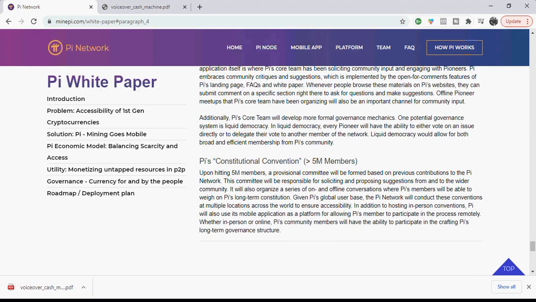Pi's long-term constitution. Given Pi's global user base, the Pi network will conduct these conventions at multiple locations across the world to ensure accessibility. In addition to hosting in-person conventions, Pi will also use its mobile application as a platform for allowing Pi's members to participate in the process remotely. Whether in person or online, Pi's community members will have the ability to participate in crafting Pi's long-term governance structure.